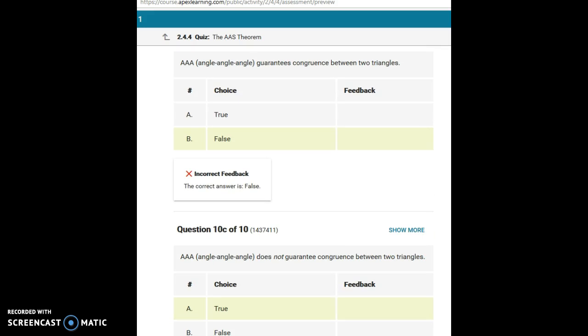Then they want to get tricky with the words to mess with your head. Angle, angle, angle does not guarantee congruence. That's true. It does not guarantee because you need 4 measurements. That's only 3 measurements. All right. Hopefully this helped.